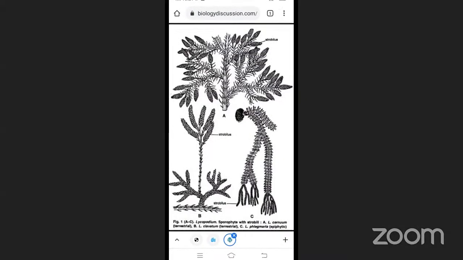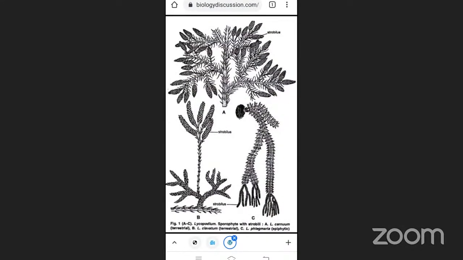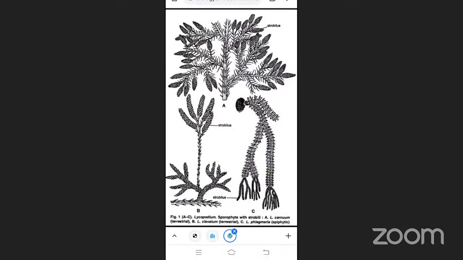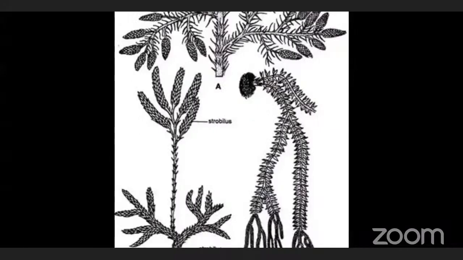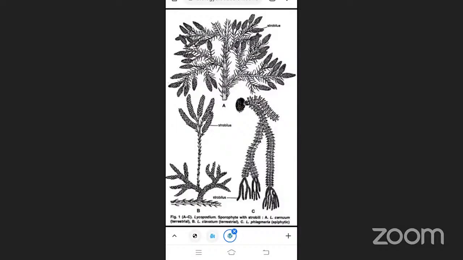One specimen is also there in your practical session. The sporophyte plant of the Lycopodium is differentiated into root, stem and leaves. The very slender structures are very smooth. This is the Lycopodium.